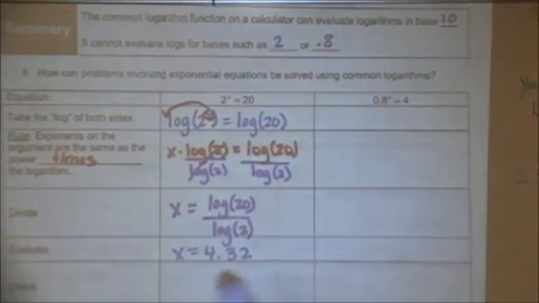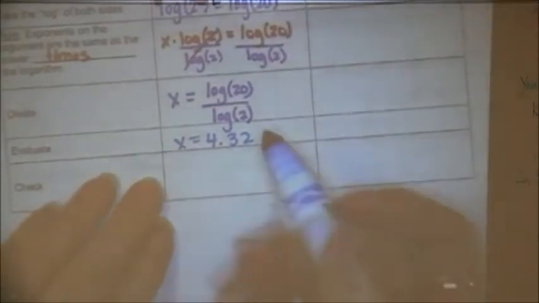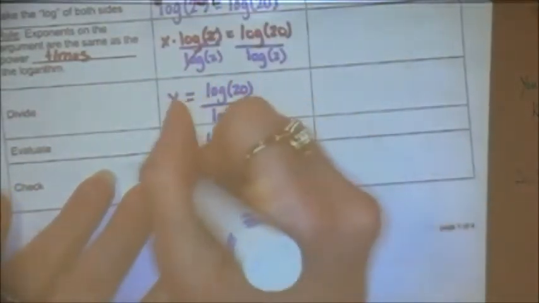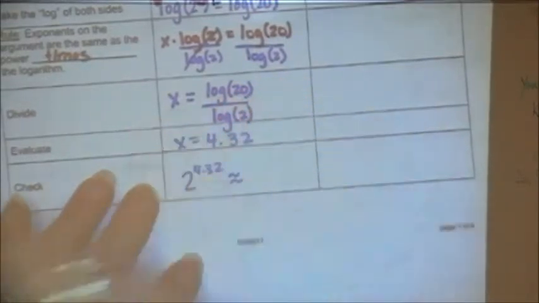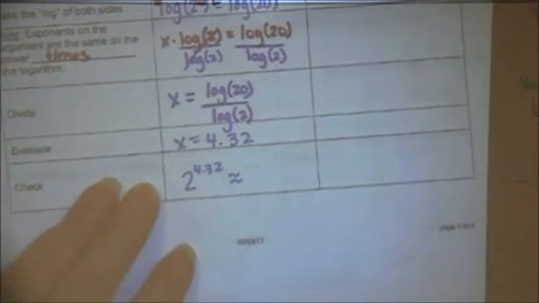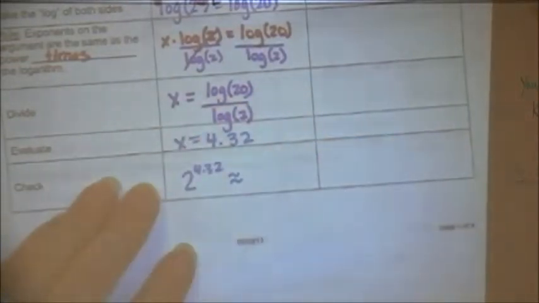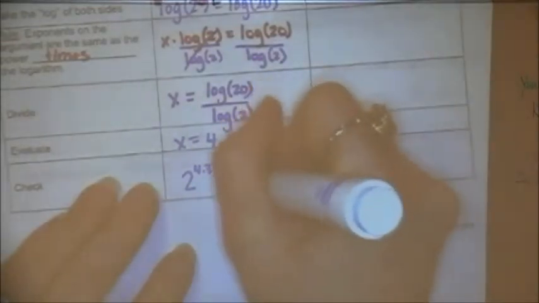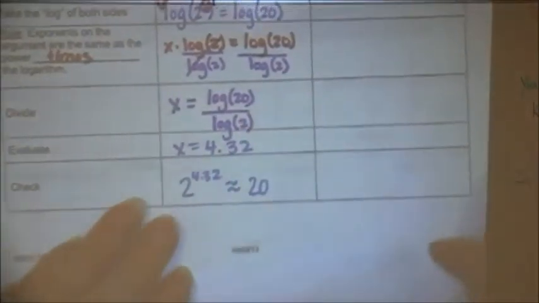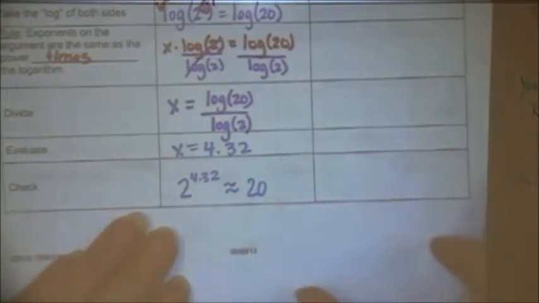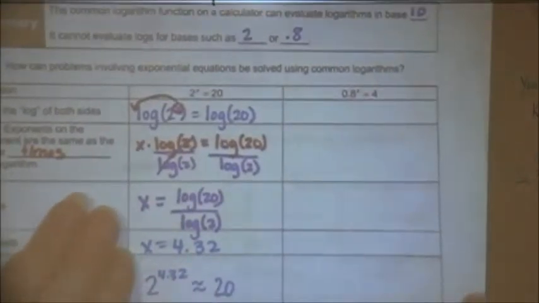Now right here on check, what they want you to do is take it and plug it back into the original equation. So I'm going to do 2 raised to the 4.32 power. And remember, I rounded, so it's going to be approximate. I get 19.97, so it's approximately 20. Is everybody okay? Do we have to put the squiggly? No, that just means you approximated or you rounded. I know you're rounding, so it's okay.